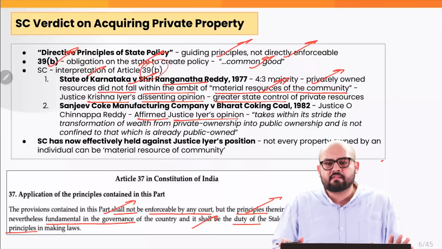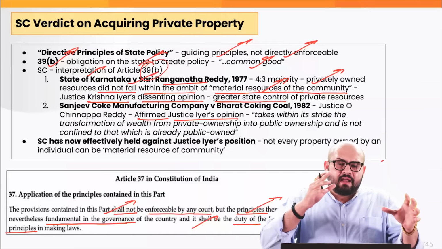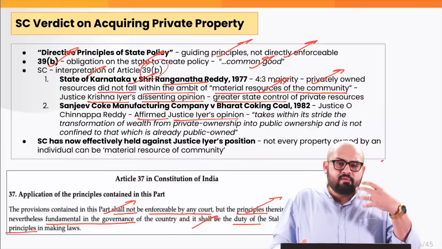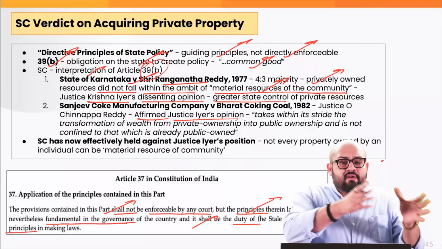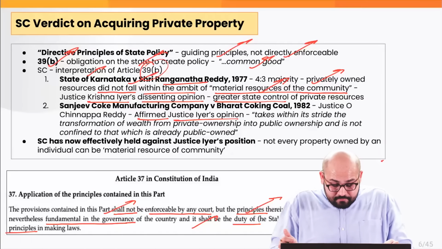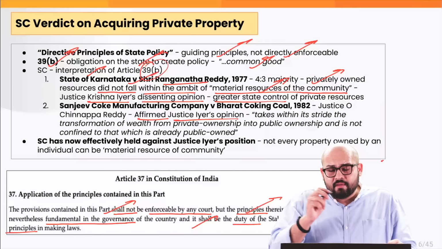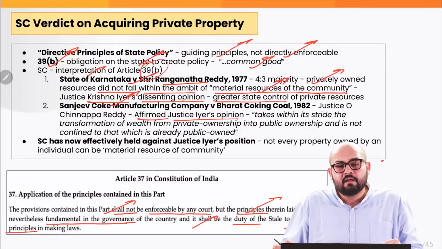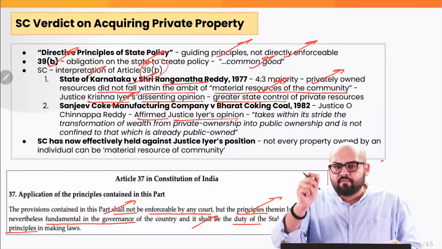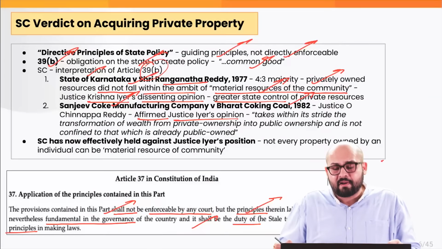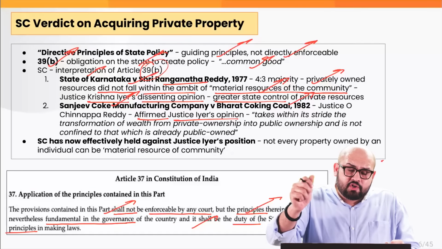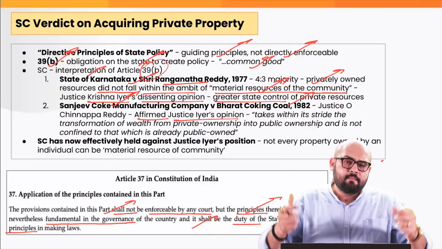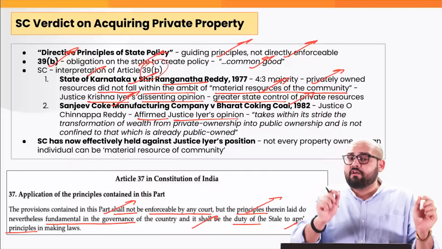What does it mean? It simply means that the state cannot act on its whims and fancies. A state cannot arbitrarily acquire any property, right? Private owned property is different from state property. But in this particular judgment, we had a very important dissenting opinion by Justice Krishna Iyer, where he said that the state should have control with respect to the ownership of private resources, so that it can make sure that resources are equitably distributed among different sections of the society. That is what the opinion of Justice Iyer was.